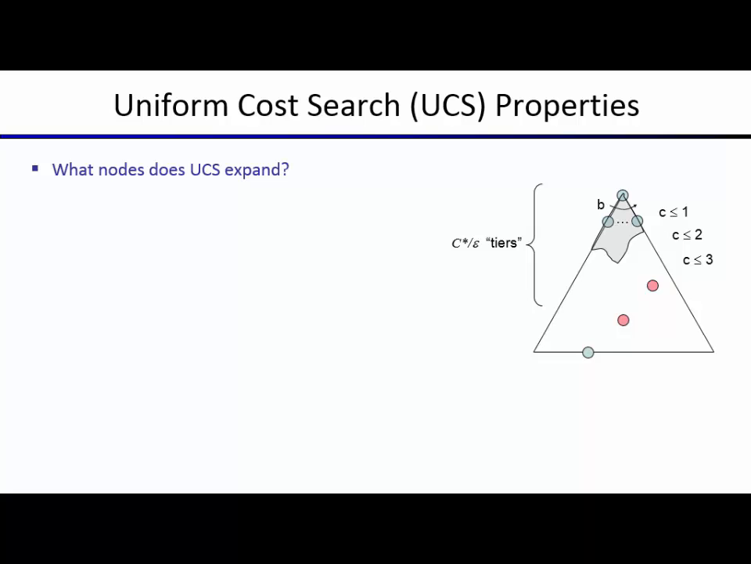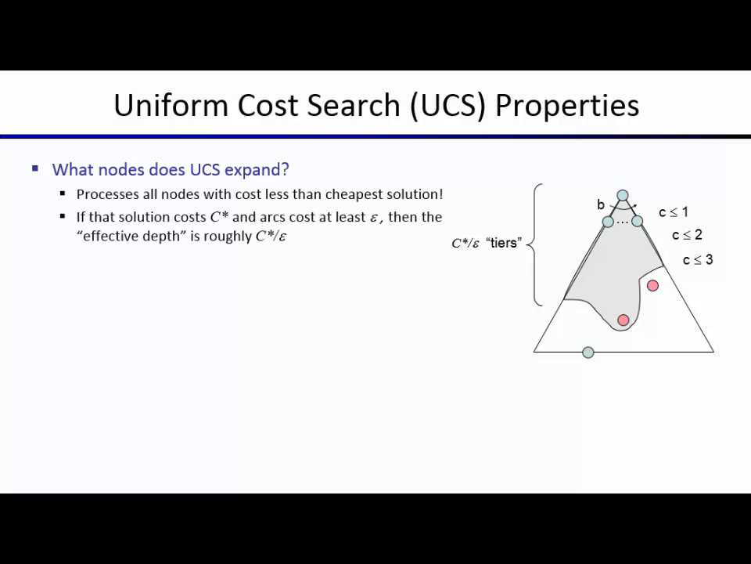And if the minimum cost per step is epsilon, then that goal could be at most C star over epsilon deep. And so the number of layers you could go deep is C star over epsilon. That's the depth you might have to encounter. And so the complexity is based on that. It's branching factor to the power, however deep you might end up going, which we compute as C star, the cheapest cost to reach a goal, divided by epsilon, which is the minimal action cost.